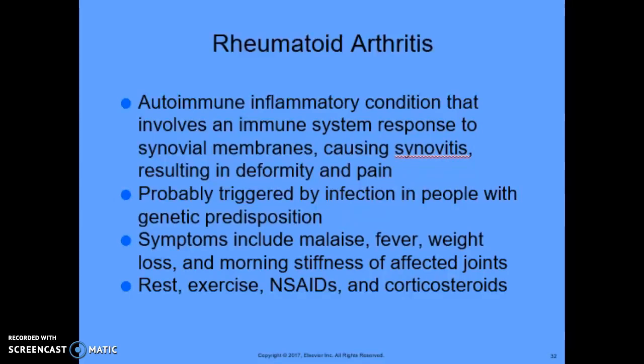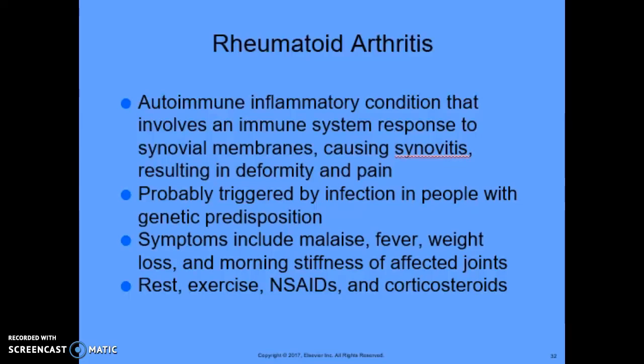Rheumatoid arthritis, so this is also an autoimmune inflammatory condition that involves an immune system response to synovial membranes, causing synovitis, resulting in deformity and pain. It's probably triggered by an infection in people with genetic predisposition, and symptoms include malaise, fever, weight loss, and stiffness in the morning of these affected joints. We treat by rest, exercise, NSAIDs, and corticosteroids.